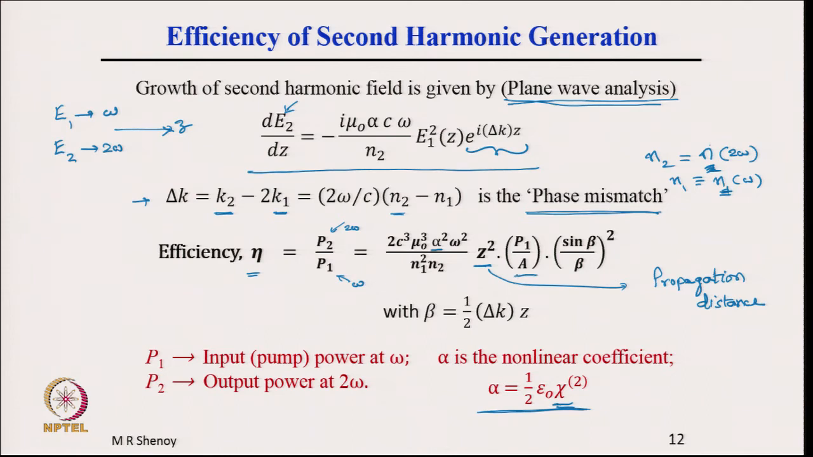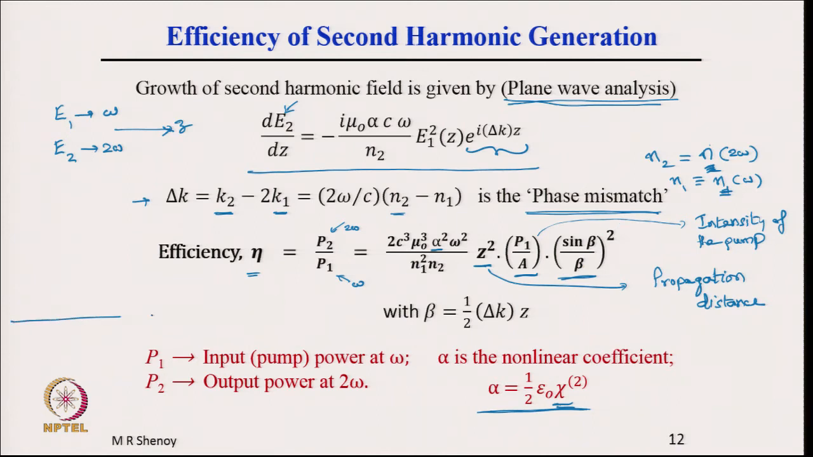Third, P1 by A, P1 is the pump power, that is the input power, and A is the area of cross section, and therefore, this term here represents intensity of the pump, power per unit area. And the fourth term, equally important, is a sinc square term, that is sin square beta by beta square term.